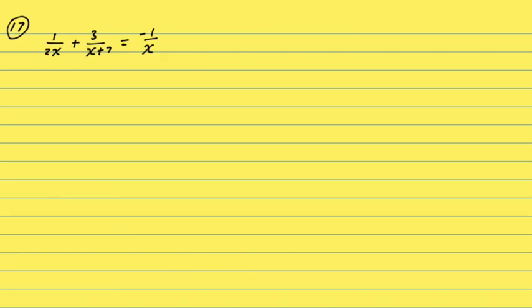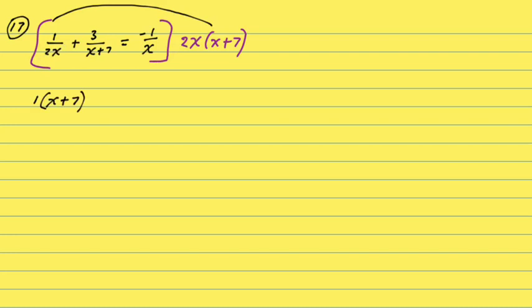After 11, I was asked 17. Here I'm going to multiply by the common denominator again, which should be 2 times x plus 7. When I multiply here, the 2x's cancel, leaving me 1 times x plus 7. So that's what I'm going to write. 1 times x plus 7.